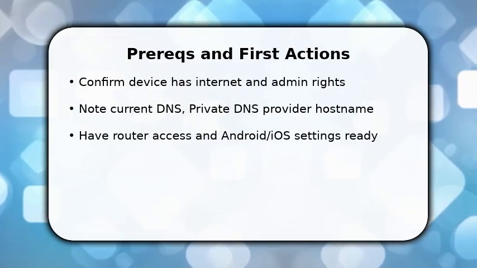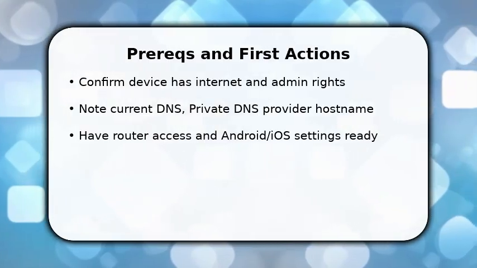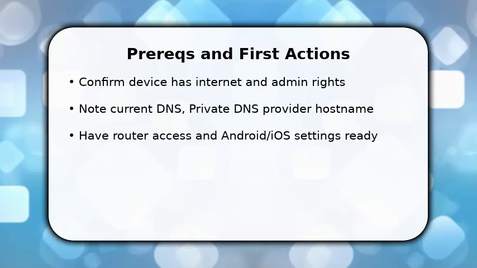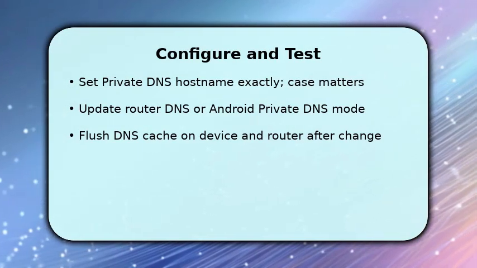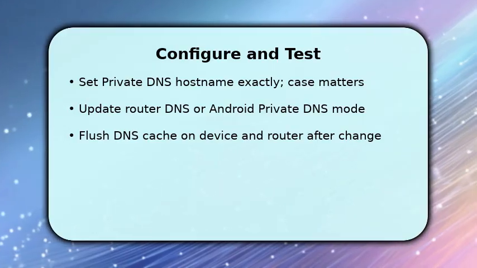Next, configure the private DNS hostname exactly as provided by the service. On Android, use private DNS mode hostname. On routers, replace the upstream DNS with the provider's IP or host.